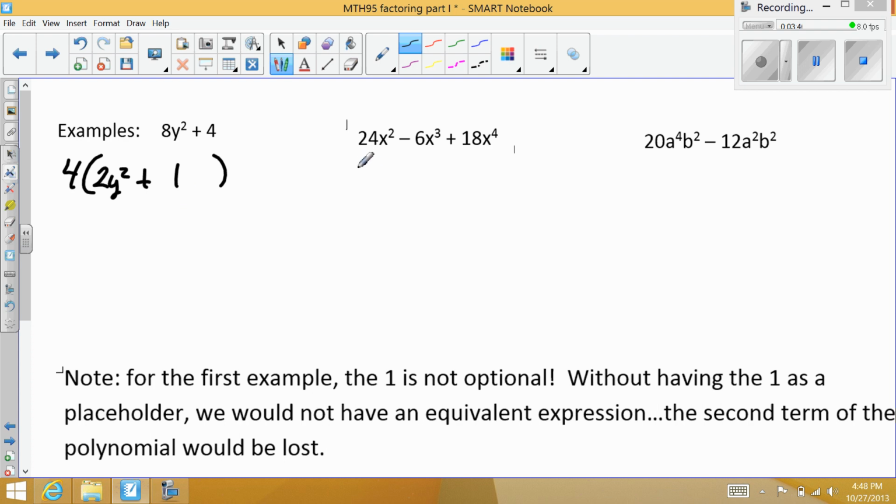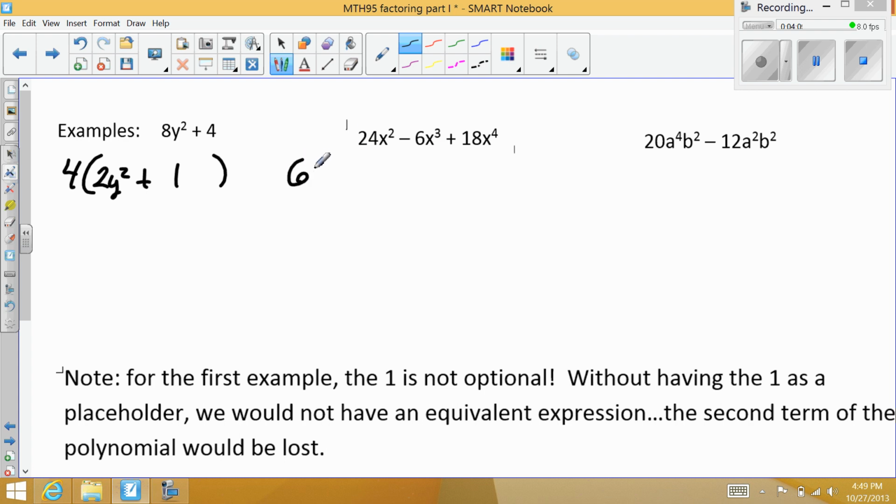And our next example, the 24, the 6, and the 18, I think you can see that 6 is the greatest common factor for those coefficients. The only variables we have are x's in this particular polynomial. So we go with the x with the smallest exponent, x squared. Each of these has at least an x squared in it. We can break it down.